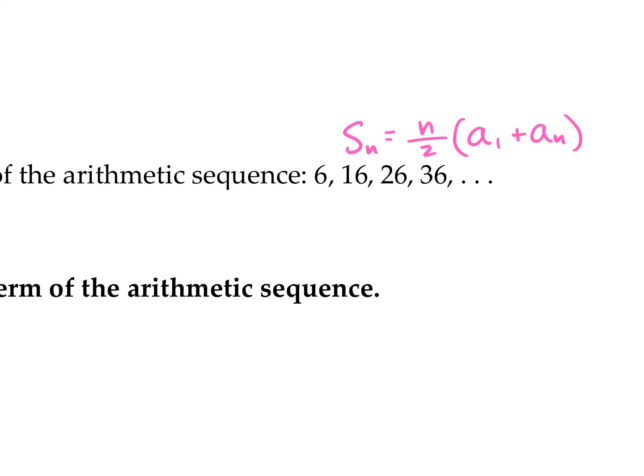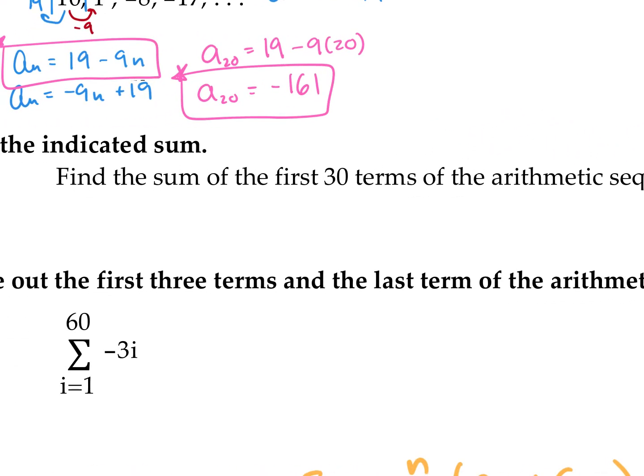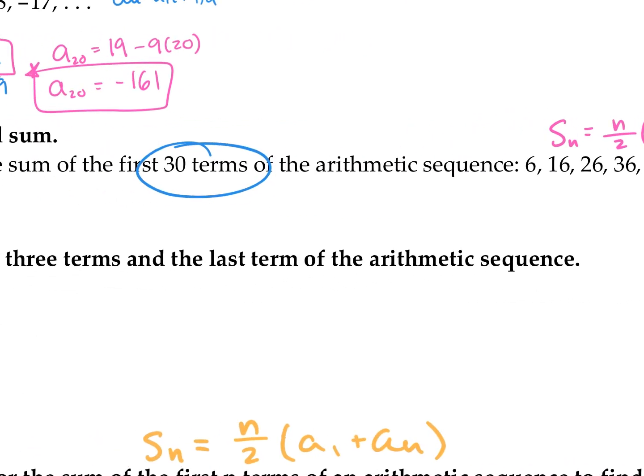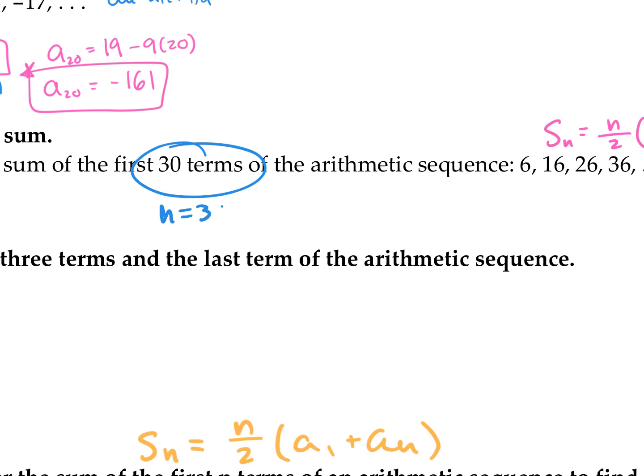So n is our number of terms. How many terms do I have here? 30. It says find the sum of the first 30 terms. So n is 30. So I'm going to plug 30 in. 30 over 2. What's our first term? 6. How do I find what my last term is?